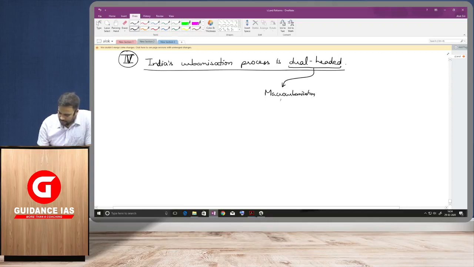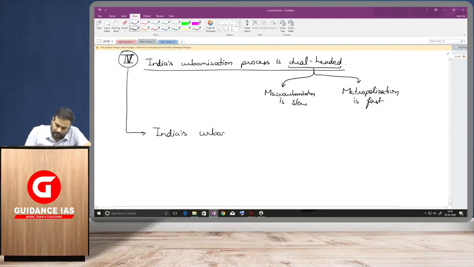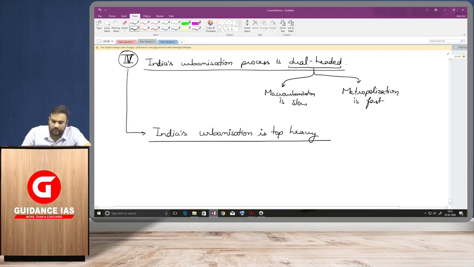अर्बनाइजेशन इज स्लो while metropolization is fast. मेट्रोपोलाइजेशन इज फास्ट. ठीक है, तो इसी को मैं दूसरे टर्म्स में भी बोल सकता हूं, इस कैरेक्टरिस्टिक्स को. आई कैन राइट दिस एज सम अदर स्टेटमेंट लाइक इंडियाज अर्बनाइजेशन is top heavy. India's urbanization is top heavy.